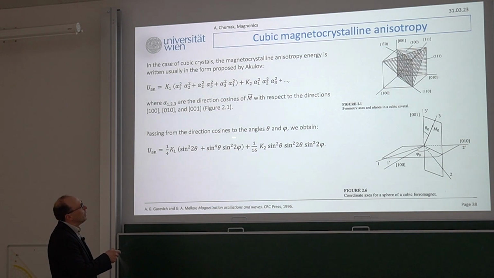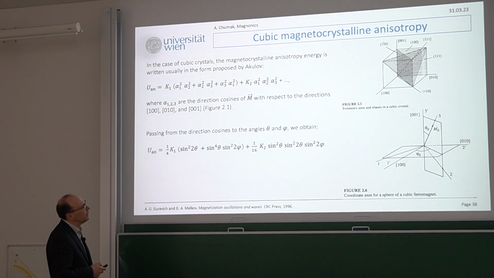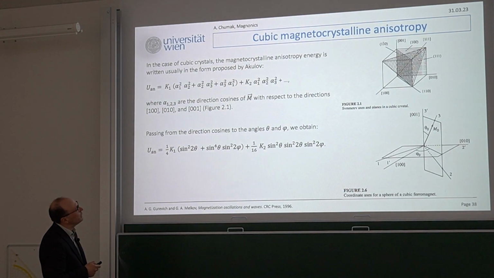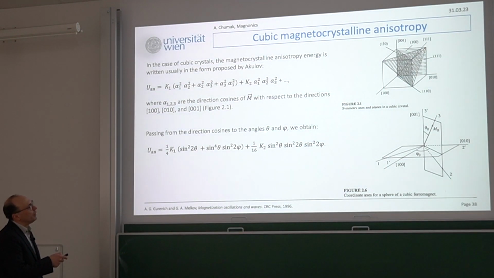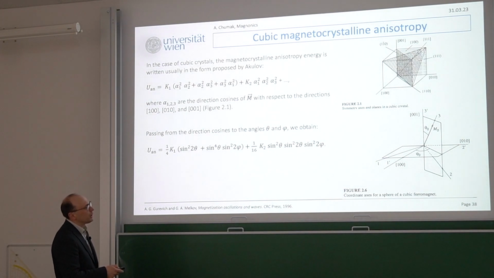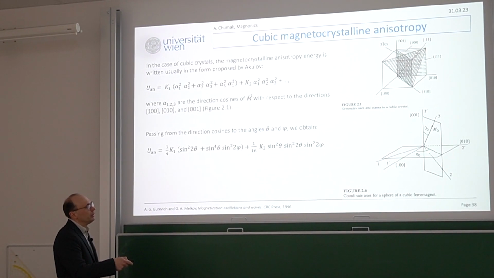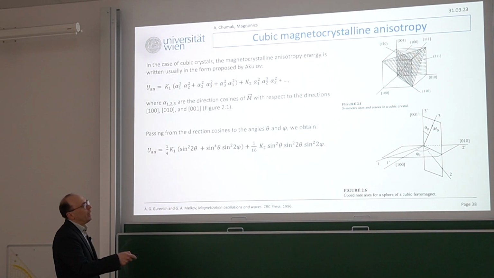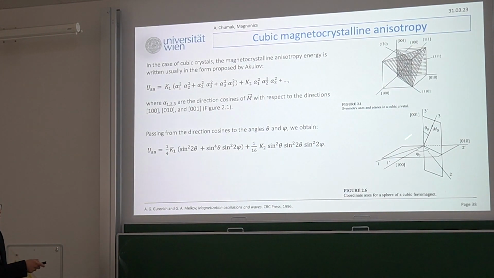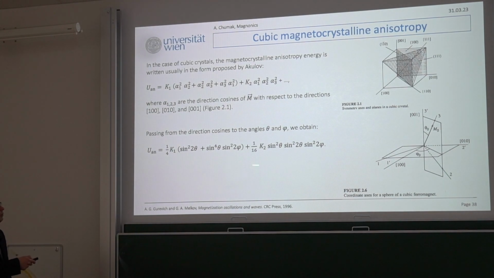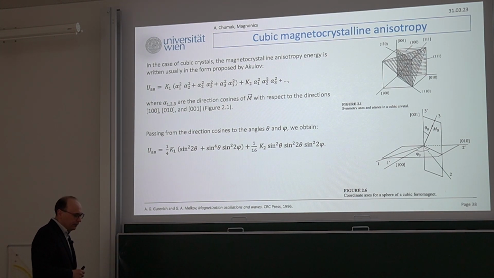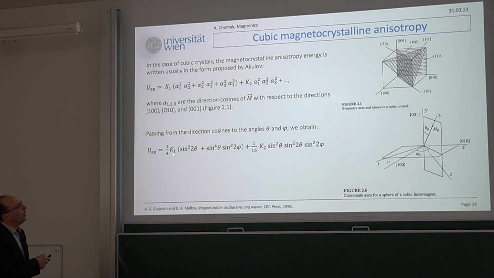But in this case, one can make things simpler. You can pass from these three cosines simply to two angles, theta and phi, as shown here. You just couple to the axis 1, 0, 0, and then phi is your angle in this direction, and theta is the other angle. So more or less it defines the angle between 1, 0, 0 and m0, but in such a way that you have two coordinates, two angles theta and phi. And then you can rewrite the anisotropy field with K1 and K2, like it's shown here.